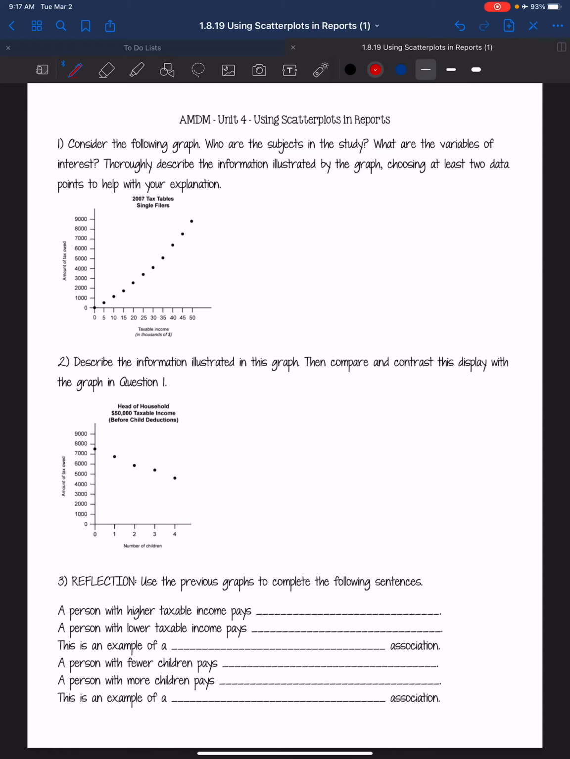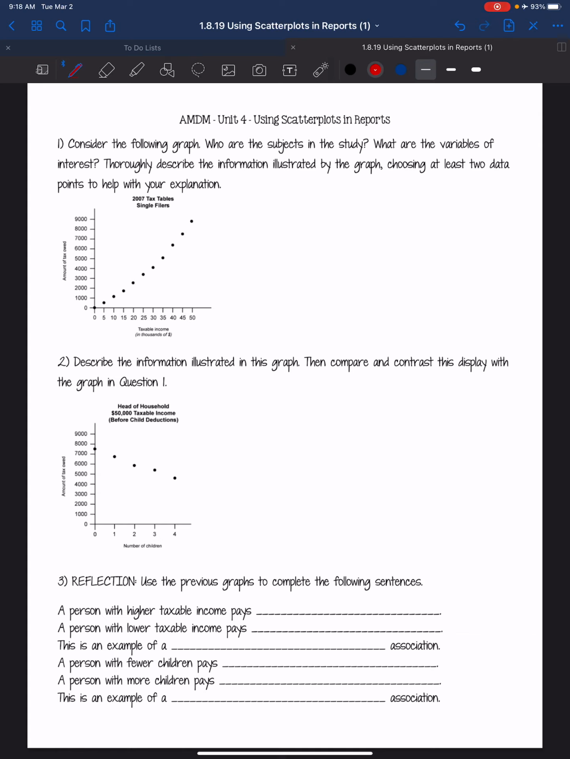All right, so in this video, we're going to be talking about how to use scatterplots in reports. So, first one says, consider the following graph. Who are the subjects in the study? What are the variables of interest? And thoroughly describe the information illustrated by the graph, choosing at least 2 data points to help with your explanation.